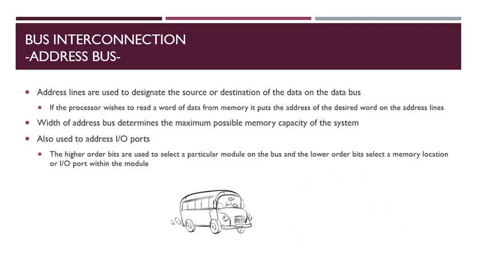The address lines are used to designate the source or destination of the data on the data bus. If the processor wishes to read a word of data from memory, it puts the address of the desired word on the address lines. The width of the address bus determines the maximum possible memory capacity of the system. Furthermore, the address lines are generally also used to address input-output ports. Typically, the higher order bits are used to select a particular module on the bus, and the lower order bits select a memory location or input-output port within the module.